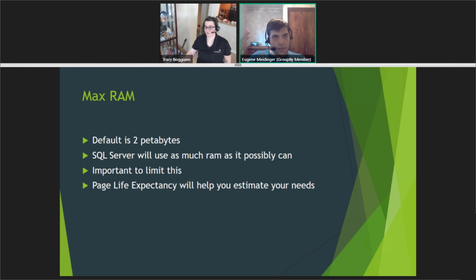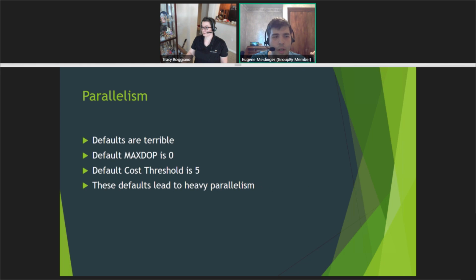4 gigs for the operating system plus another 4 for every 16 or something like that. I don't remember off the top of my head, and I don't need to. I always just Google it whenever I have to change it. But there's some great blog posts out there about it. So you want to limit the amount of RAM it's using.